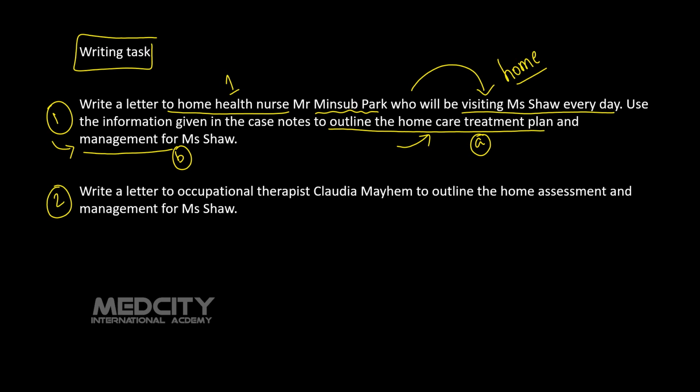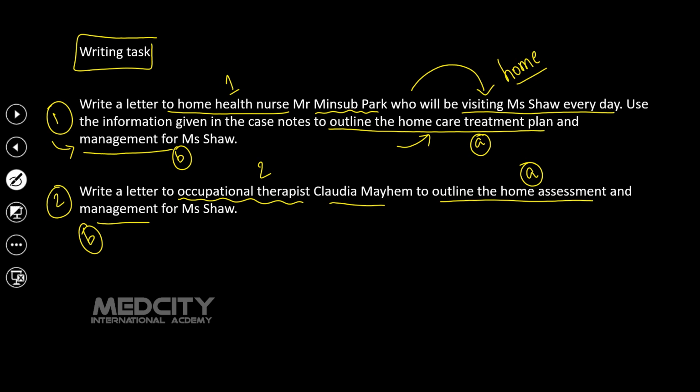Okay. Now who is my second recipient? I'm going to write to an occupational therapist. So this is my second recipient, and Claudia Mayhem is the name of the occupational therapist. What do I need to include in the letter to this particular practitioner? I need to outline the home assessment. So this is requirement A, and management. That's requirement B. Okay, now I have a fair idea of the two recipients that I have to write the letter to and what I need to include in the letter.